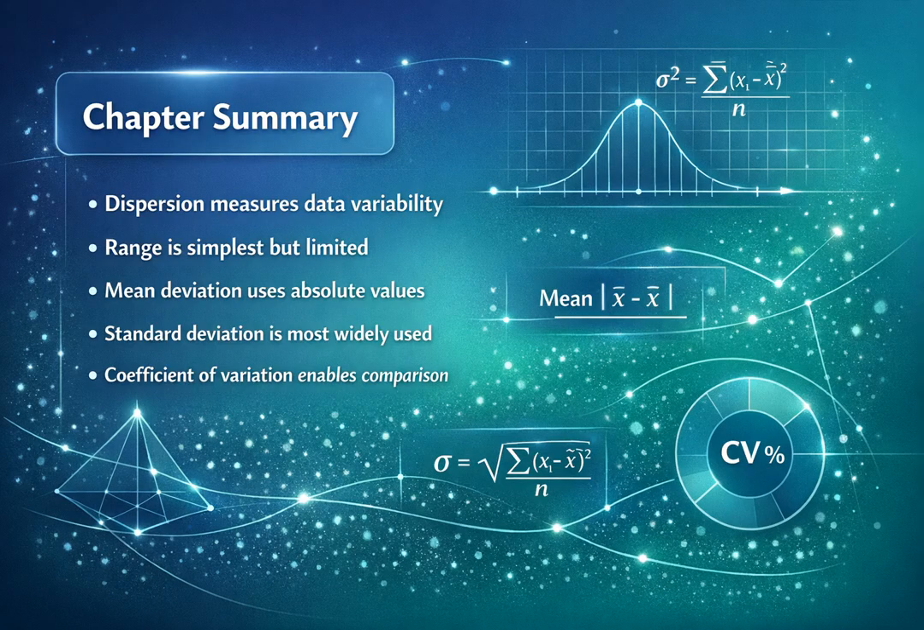In this chapter, we learned that dispersion measures how spread out data is. Range is simplest, but only uses extreme values. Mean deviation uses absolute values of deviations from a central value. Standard deviation is the most widely used measure, based on squared deviations. Coefficient of variation enables comparison between datasets with different scales.